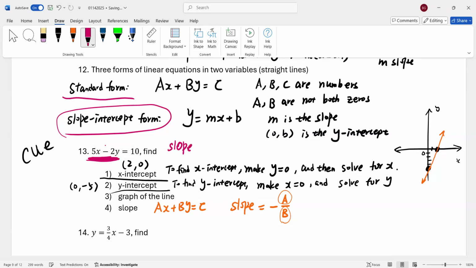If they have the same sign, the slope is going to be negative. But since here they have the opposite sign, the slope is going to be positive. Positive what? 5/2. Do not worry about the negative sign in front of the 2, because you already know the sign is positive. 5/2, done.